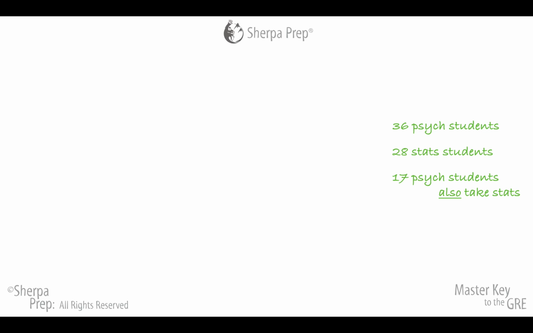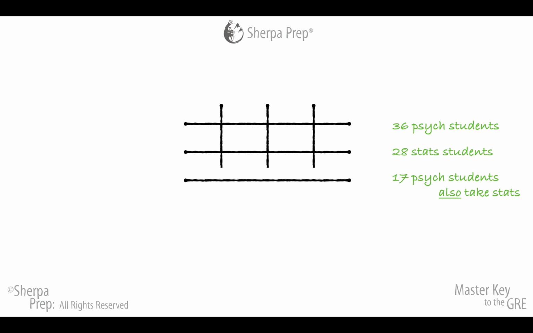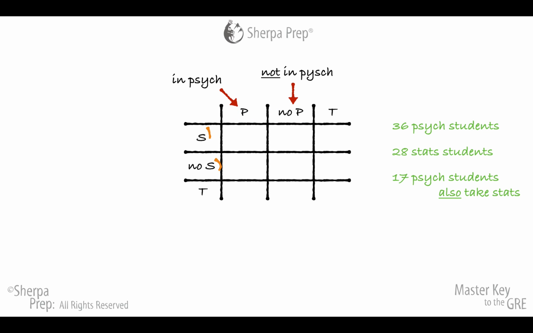Now, there are a lot of ways you can solve these styles of problems, but for me, by far the easiest way is to set up a little table that looks like this. At the top, when you see P and no P, that means some students are in psychology and some are not. And down the side, when you see S and no S, that means some students are in stats and some are not. The T's in the corners represent the totals.